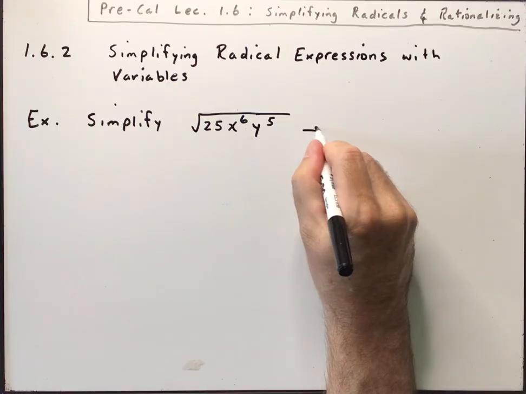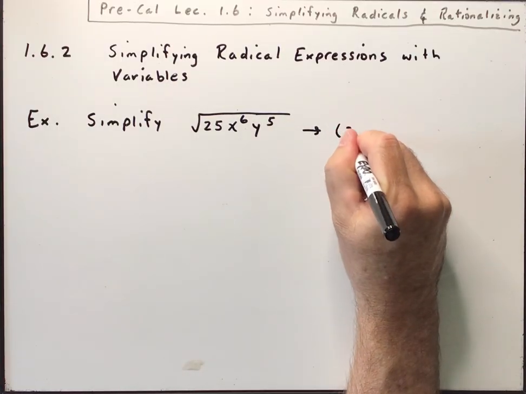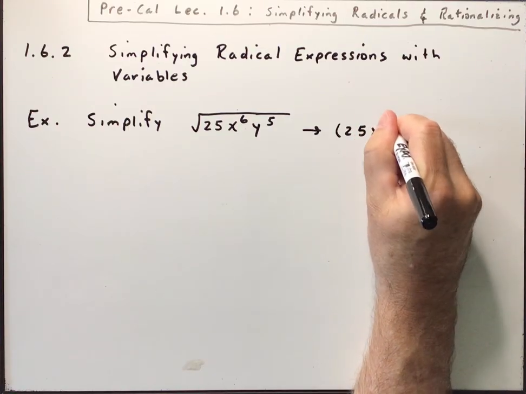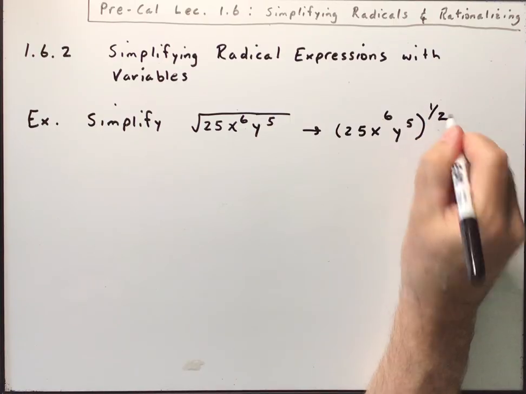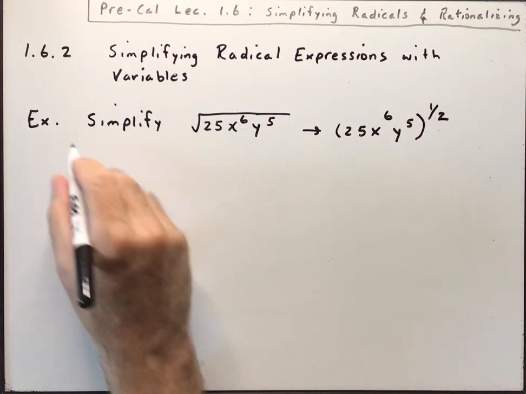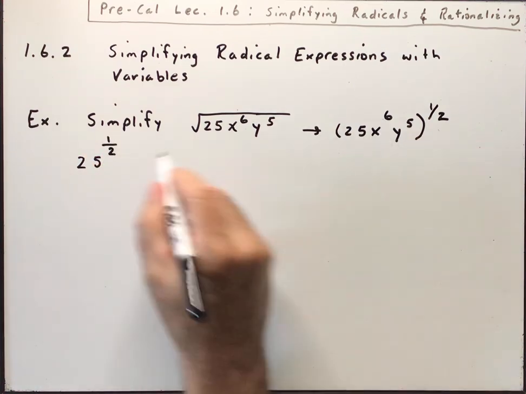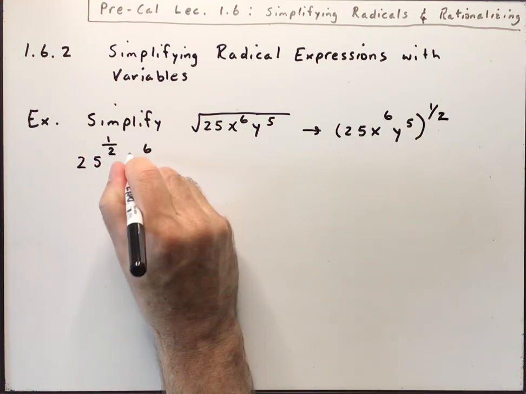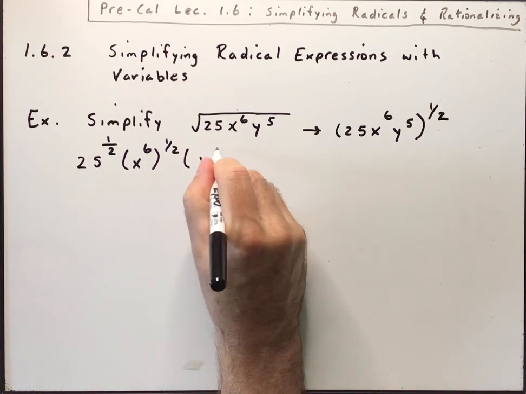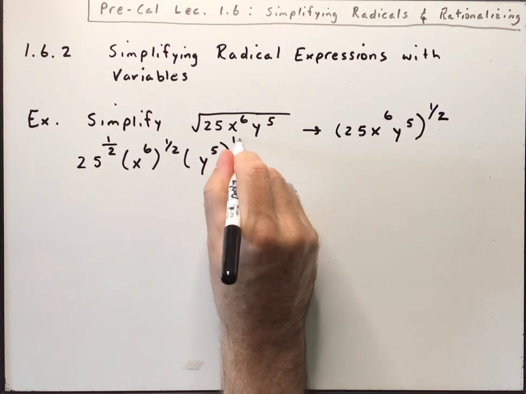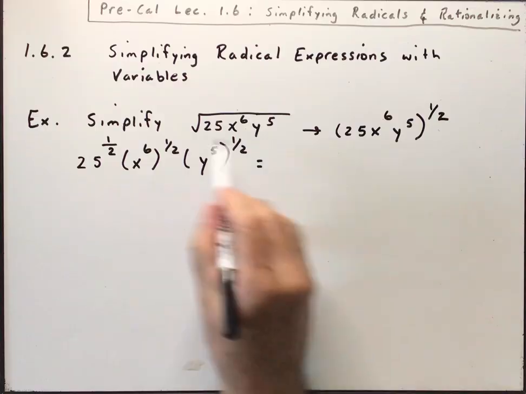So I like to write this as, instead of a square root, a fractional exponent. So what fractional exponent would that be? All right, it'd be to the 1/2 power. Okay, so now we can take each of these, 25, and raise it to the 1/2 power: 25 to the 1/2 times x to the 6th to the 1/2 power times y to the 5th to the 1/2 power. 25 to the 1/2, it's just saying what's the square root of 25.